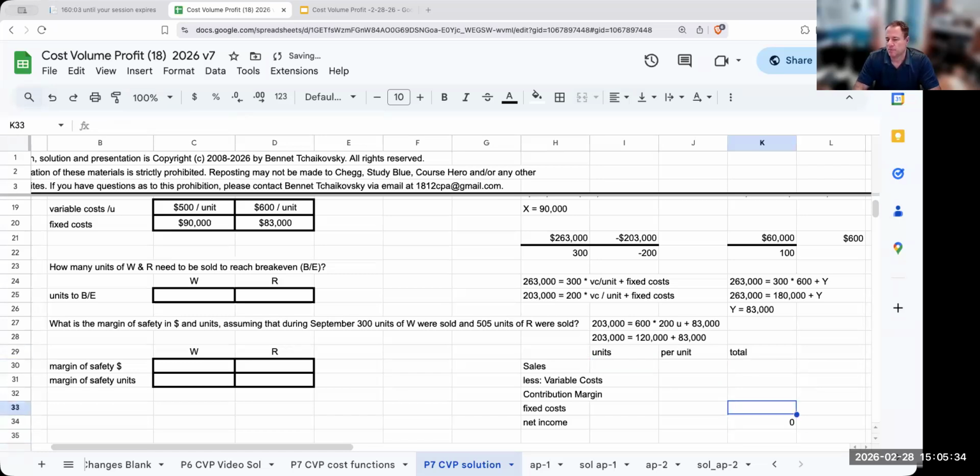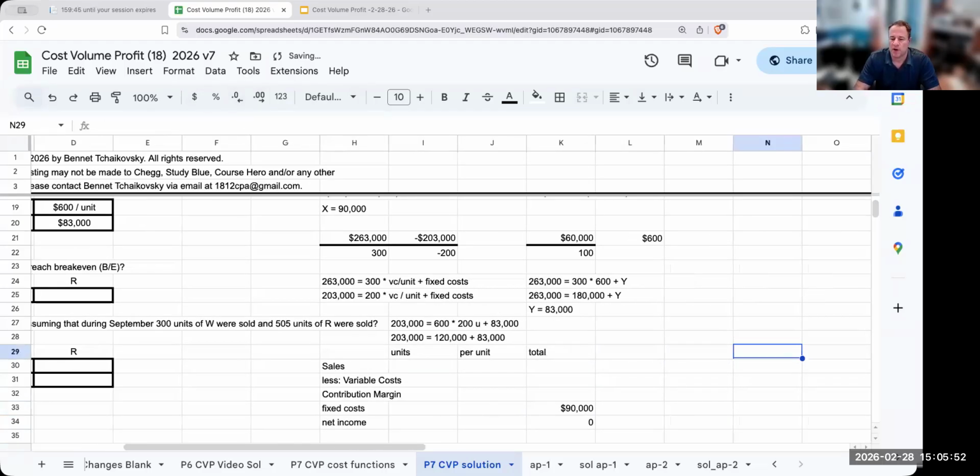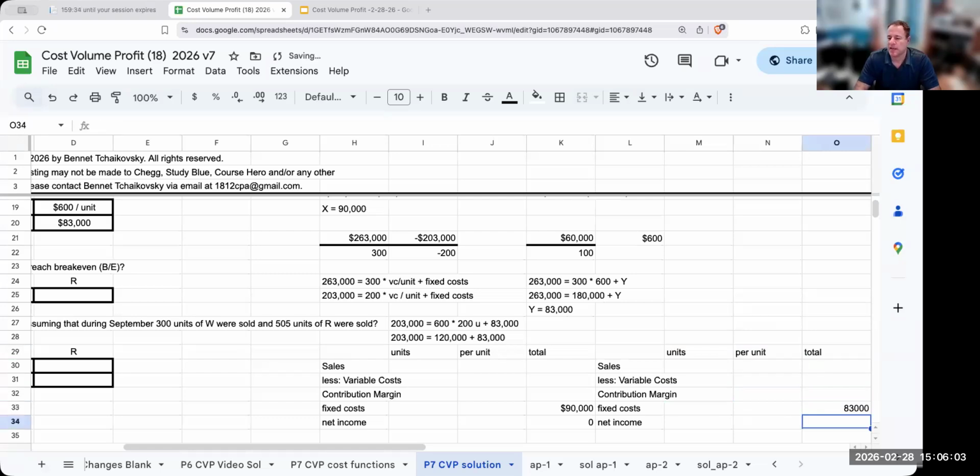Over here, by definition, at break even, if I'm being asked for W, how many units do I need to sell to reach break even? Well, I have to cover my fixed costs, which I determined to be 90,000. Similarly, if I'm doing this for the other product, my fixed costs over here are going to be 83,000. I need to reach break even. So that means my contribution margin must have been 90,000 for product W, 83,000 for product R.